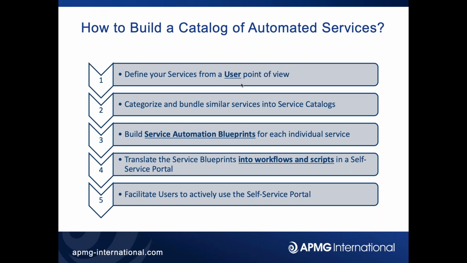Because we remember that we're talking about automation. And one of the key characteristics of automation is that we will need to put this into workflows and scripts because an automation or an automated service will need to run all by itself. And this is exactly what we will do in step number 4. In step number 4, we will translate those service automation blueprints, which are designed, into workflows and scripts, and then make them available through the self-service portal.